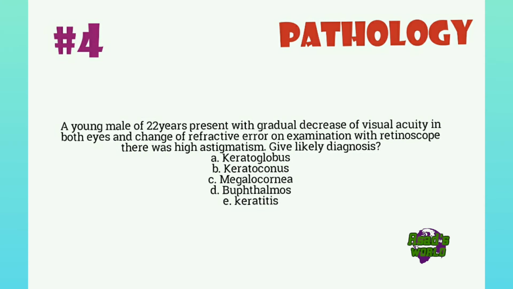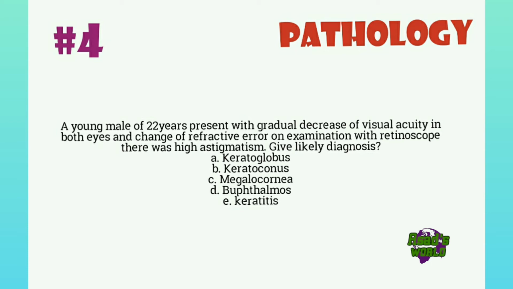Now, moving on to our next question, question number 4, that is from pathology. The question is: a young male of 22 years presents with gradual decrease of visual acuity in both eyes and change of refraction. On examination with a retinoscope, there was high astigmatism. Give likely diagnosis. Now, in this question, look for the keywords, and the keywords are your decrease of visual acuity and change of refractive error.